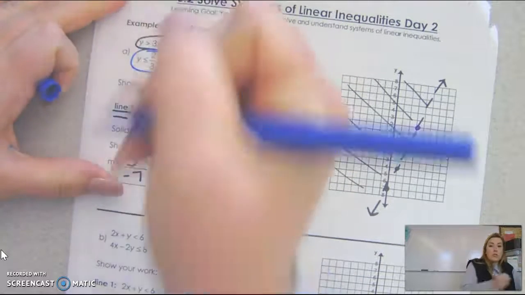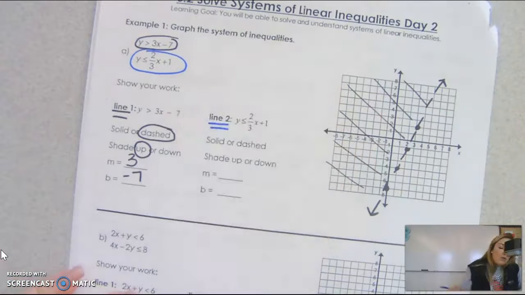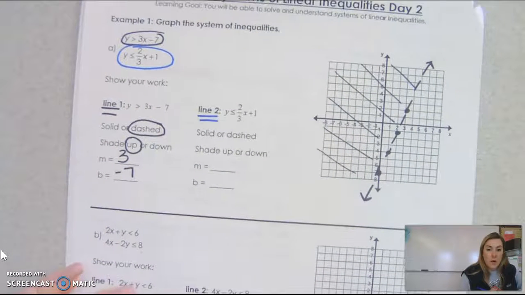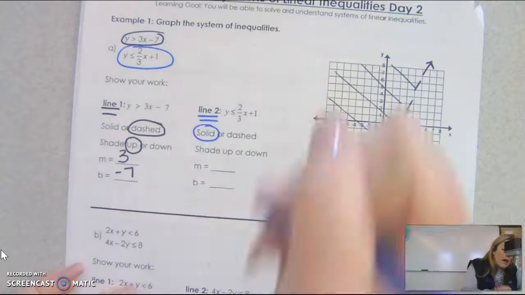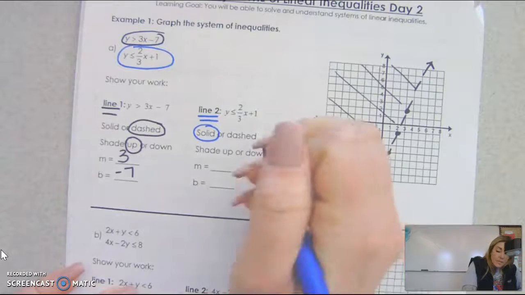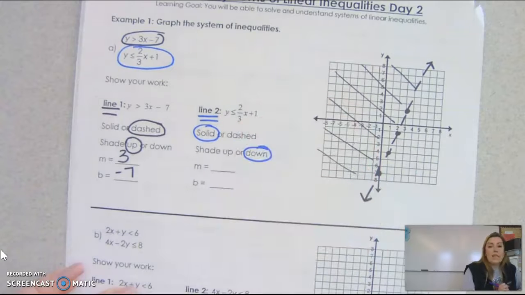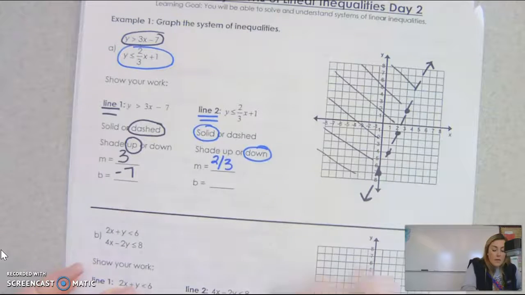Now I'm moving on to line 2. So line 2 is y is less than or equal to 2/3 x plus 1. First thing I need to decide, solid or dotted. Well, my inequality is less than or equal to, so that means that line needs to be solid. Since it's a less than inequality, that means that my shading needs to be down. My slope, or my m, is 2/3. And then my b is 1.